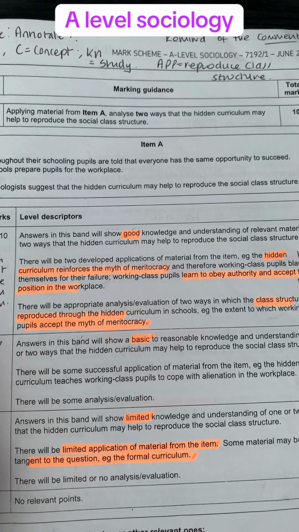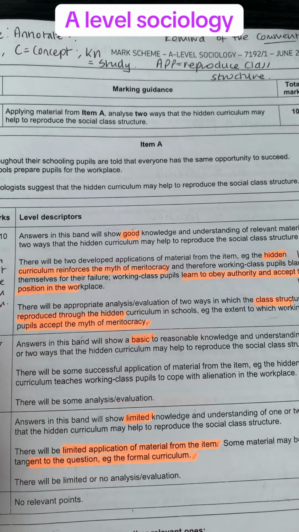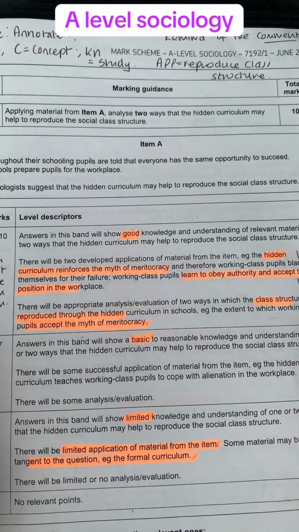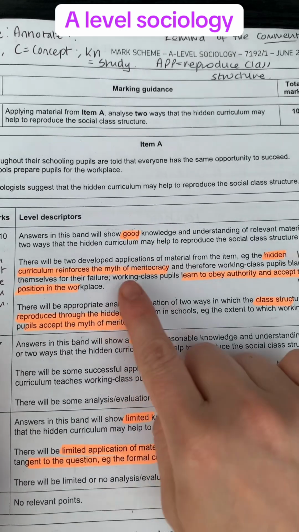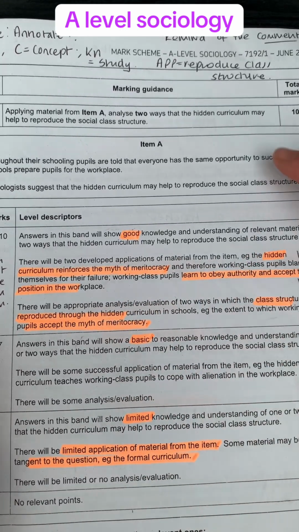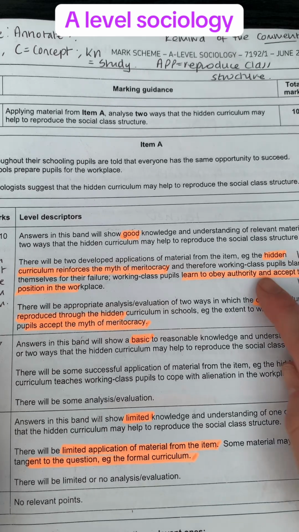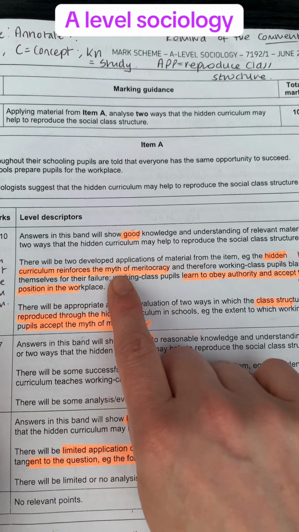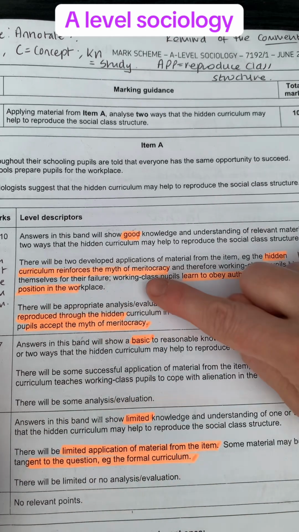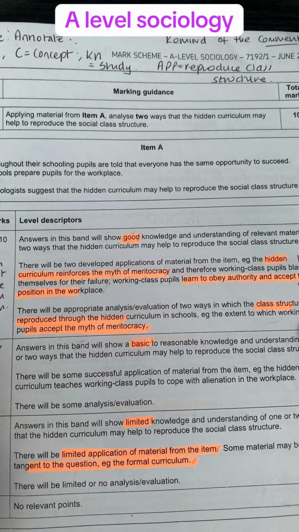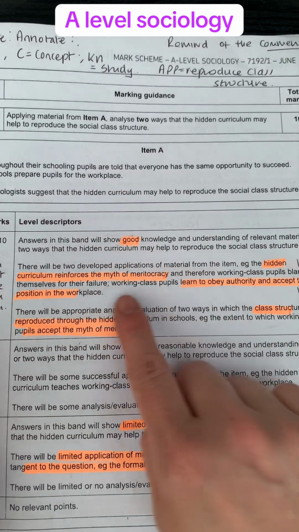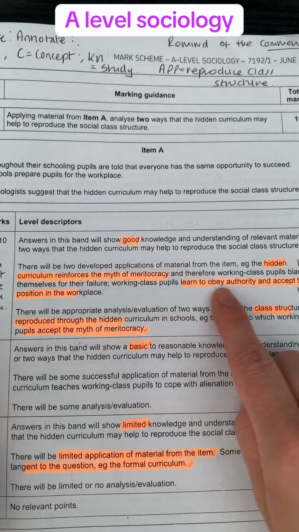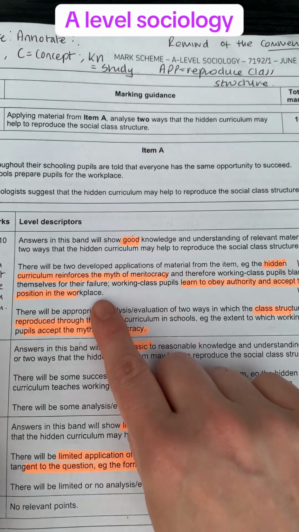Now, some of you might be wanting to use the mark scheme to help you answer these questions. So what you're looking for on the mark scheme is in this top box, and it basically tells you what the 2 hooks are. So hook number 1 is this one. Everybody has the same opportunity to succeed. Basically, the hidden curriculum is reinforcing the myth of meritocracy. Okay, so we've got this idea of meritocracy. And the second hook is schools preparing pupils for the workplace. It's basically saying this here, that they are learning to obey authority and accept their position in the workplace.